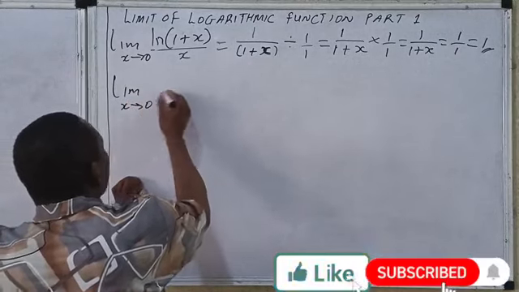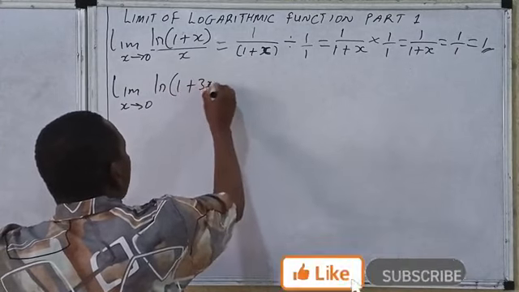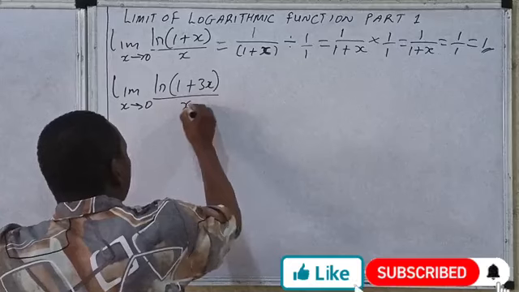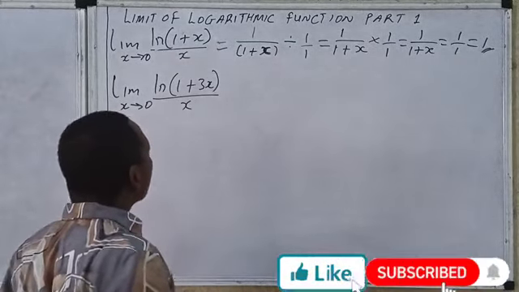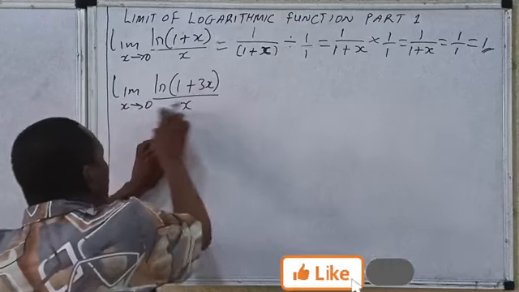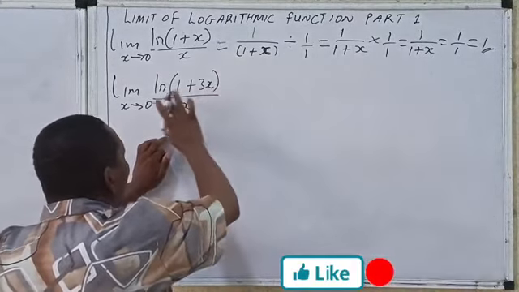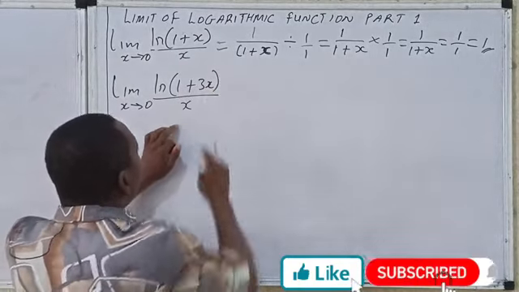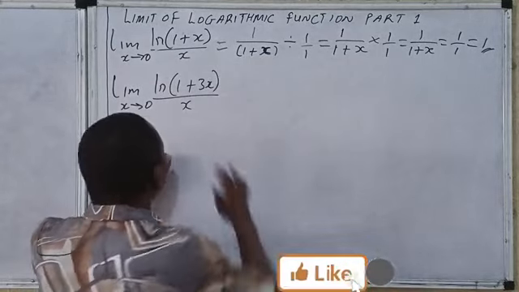This same question, let's just tweak it a bit. Let's change it a bit. x to 0, let's say natural logarithm of 1 plus 3x, all over x. What will you do? How will you solve this? It is still simple. If you put the 0 here, you have 0 in the denominator and numerator. So let's use the L'Hopital's rule. So differentiate the numerator, differentiate the denominator.